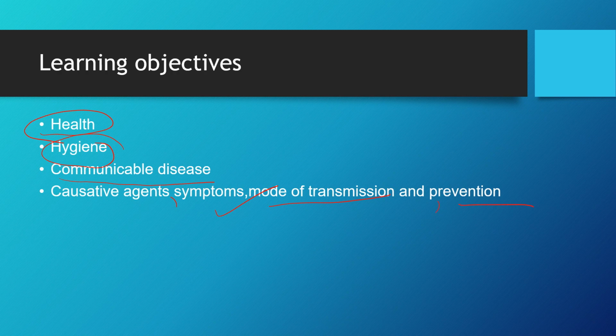So we will be knowing about four things: the name of the communicable disease, the causative agent, the symptoms, the mode of transmission, and the method of prevention of these diseases. In the next part, we will be studying vaccination, immunization, what a vector is, and so on.